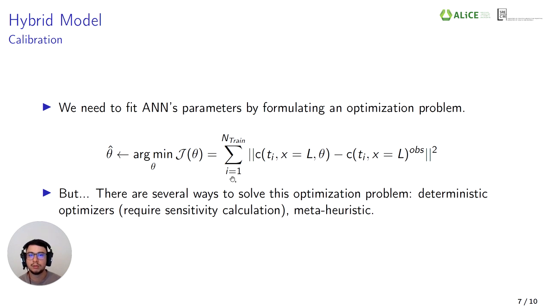So I said that we put a neural network inside of a differential equation, but we have to find the parameters of this neural network, right? Which means calibrating our model. And we do so by formulating an optimization problem where we try to minimize some cost function which is proportional to the difference between my prediction and my observations.